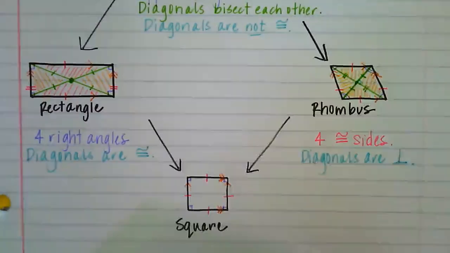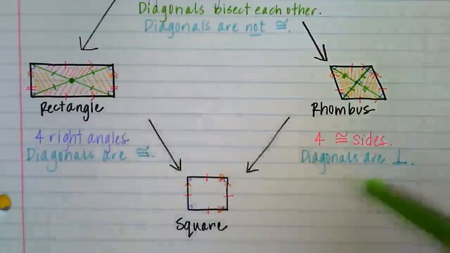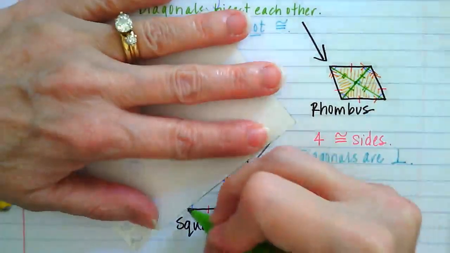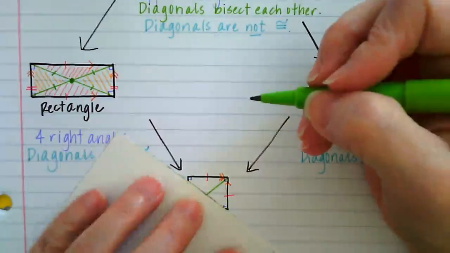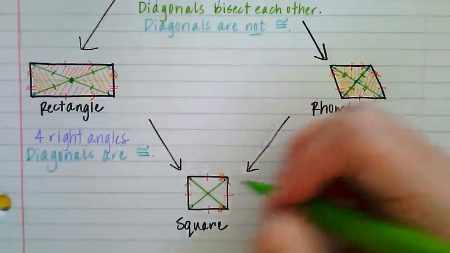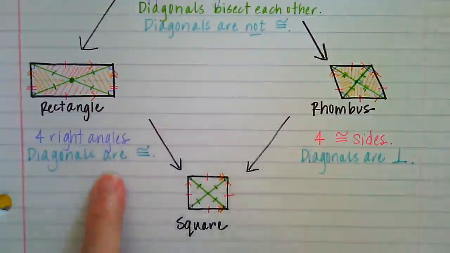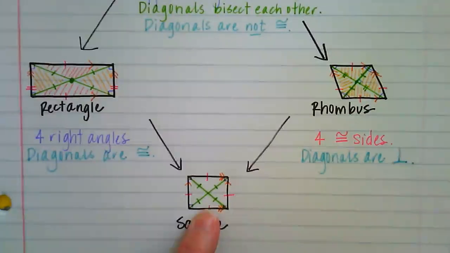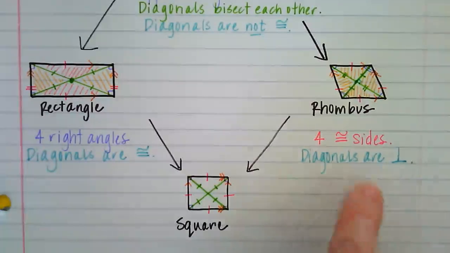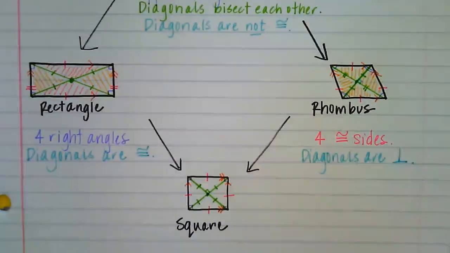The diagonals bisect each other, but not only are they bisecting each other, they're perpendicular and congruent. So when we draw the diagonals, they cut each other in half. Okay, this doesn't look good, but we'll pretend. They bisect each other, but since the diagonals are congruent in length, when they bisect each other, we end up with four congruent pieces. And then the diagonals are also perpendicular, which is the characteristic that we get from the rhombus.